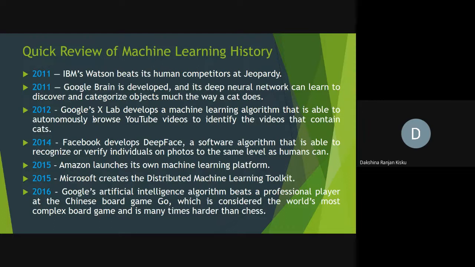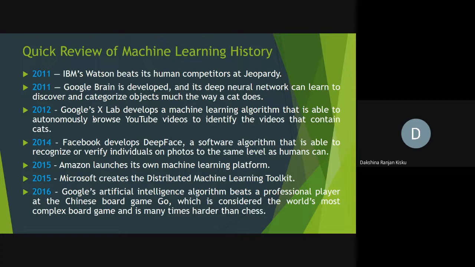In the year 2014, Facebook developed DeepFace. Okay, so what is DeepFace? DeepFace is a software algorithm that is able to recognize or verify individuals in photos at the same level as humans can. Okay, so the same level of cognitive process was instilled or developed by Facebook, which is called DeepFace.